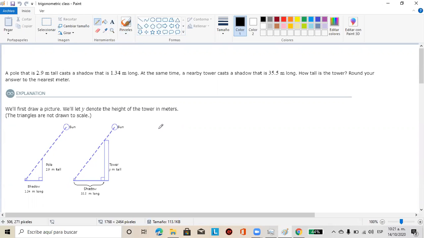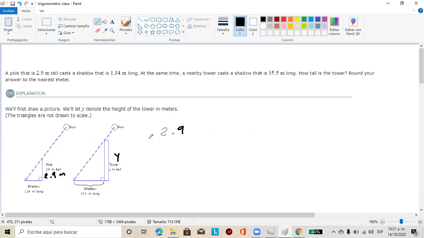So here there's something that is an indirect measure, like we have solved before with Thales, the theorem of Thales. So we can make a relation. Let's use this one. We have here the triangles. Realize that this triangle and this triangle have the same angle measures, so they are similar. So this is 2.9 meters, and this is the unknown, this is y. So what we can do here is make a relation.